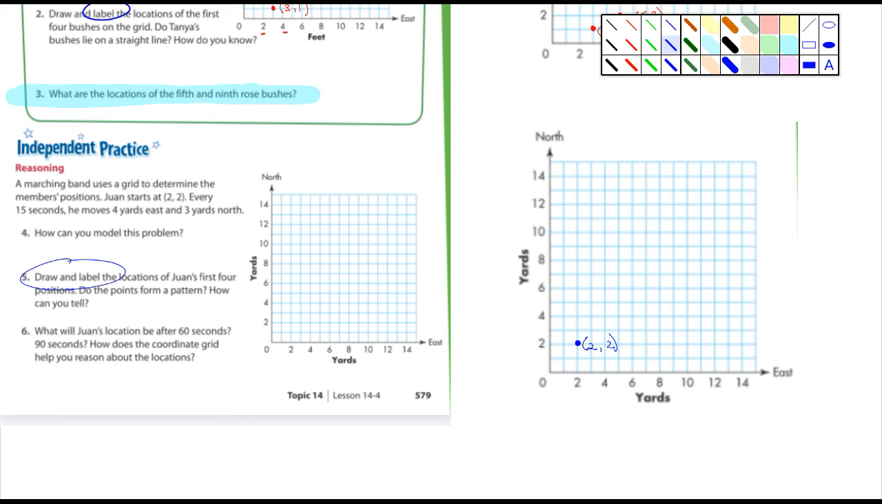Okay, the east is the x-axis, so 4 east. So from this point, he's going to go 4 east. So that's 1, 2, 3, 4. So he'd be at 6 for the x-axis, and then how far north? 3. 1, 2, 3. There it is, right there. So let's label it. So he's at 6, what? 5. 6, 5. All right.